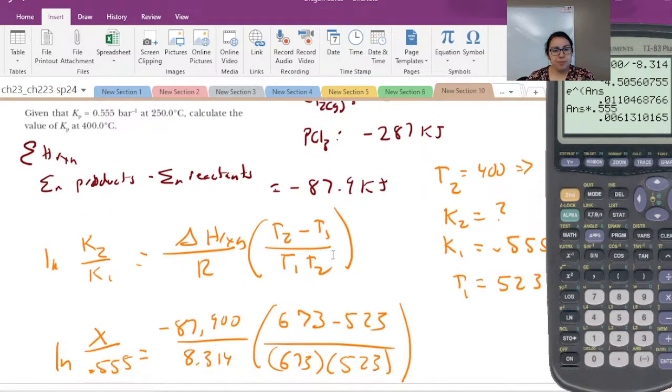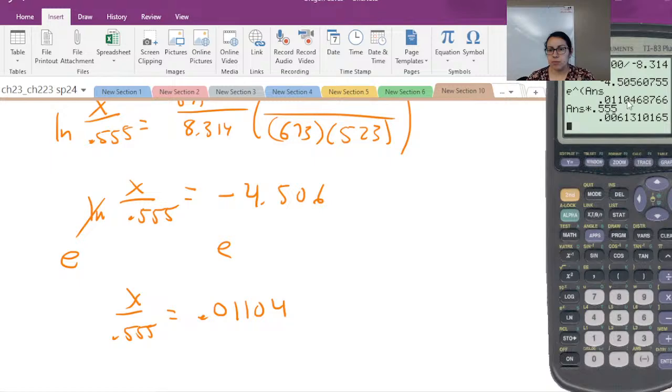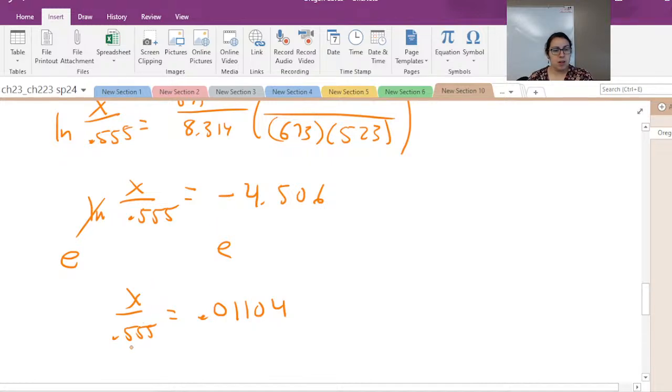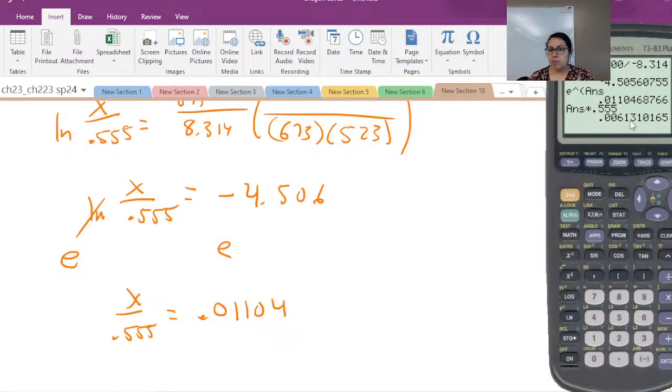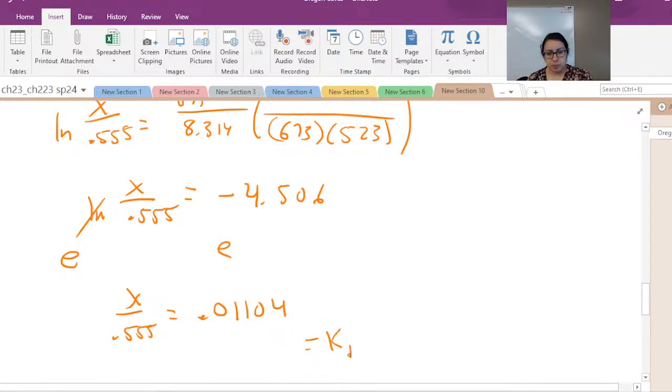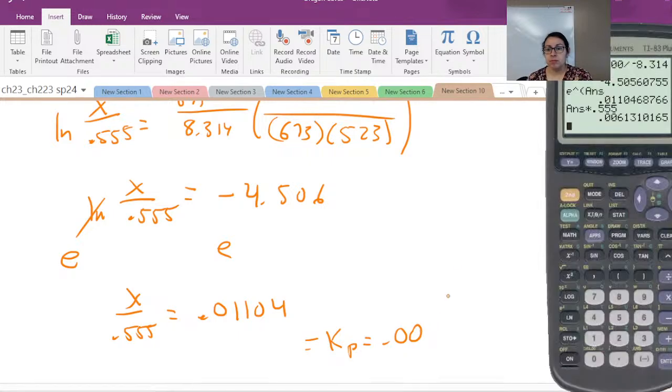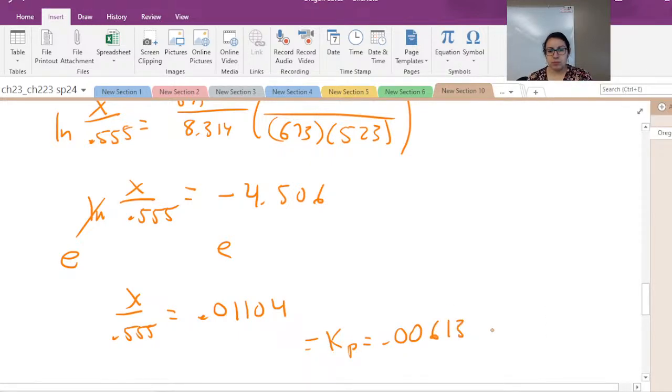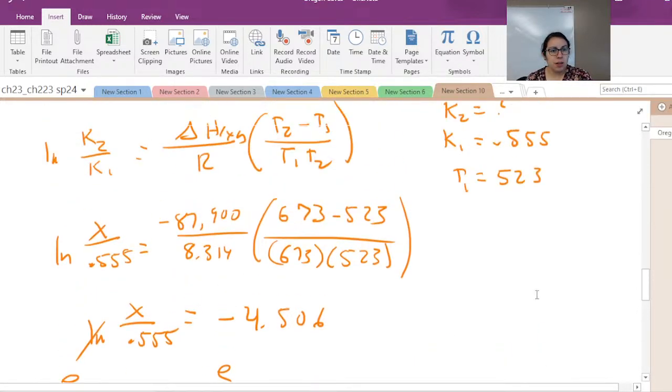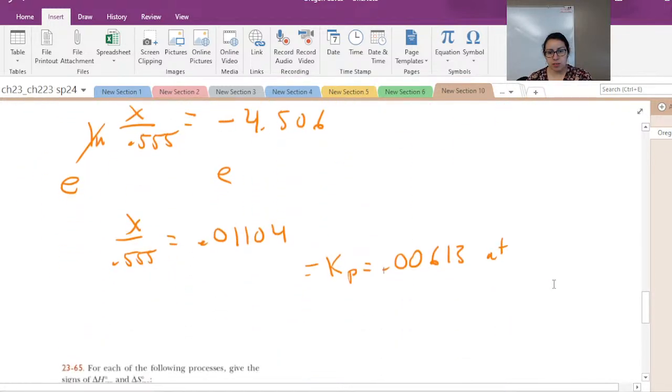Wait, what's the negative sign in the 555, or is that just a point? This is a negative sign. Wait, so, oh, not in the 555, that's just a point. Yeah, that's a point, so 0.555. My bad. Yeah, and then just multiply, so get about 0.006 for a new Kp, at our new temperature, which was 400 Celsius.